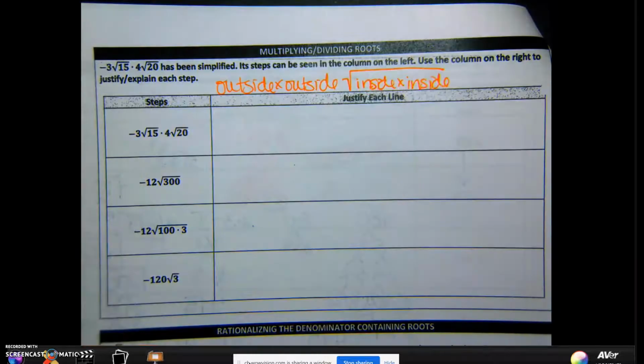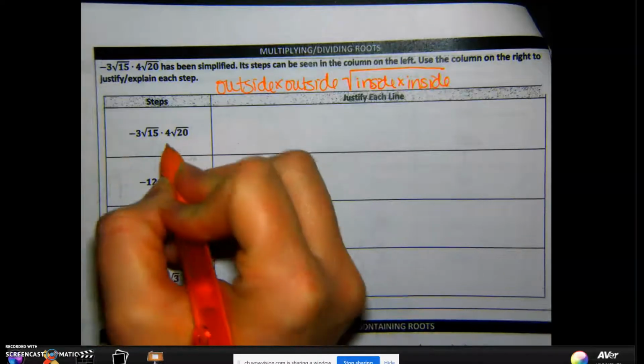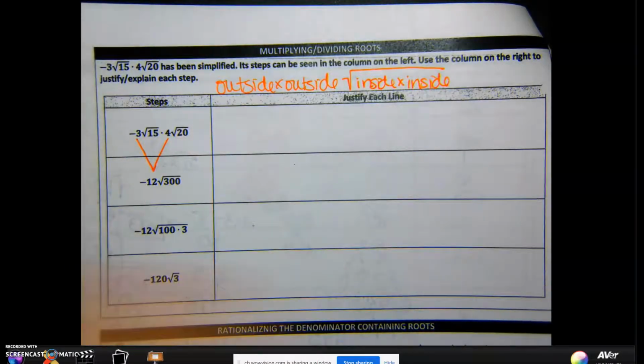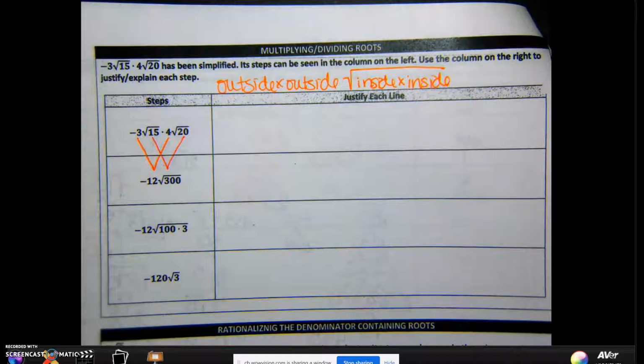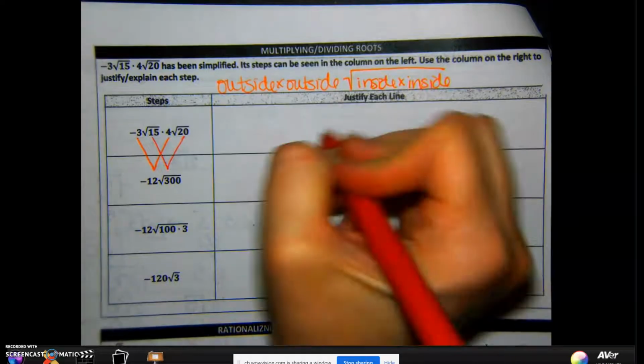I think they're still back. Okay, so outside times outside and inside times inside. So that's how they got 4 times -3 gives us -12. Did you find it? Okay. And then 15 times 20 gives us 300. So you guys following that part? Yes. So then we have 300.